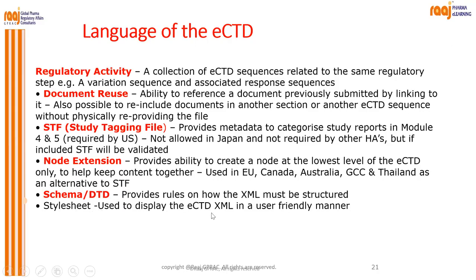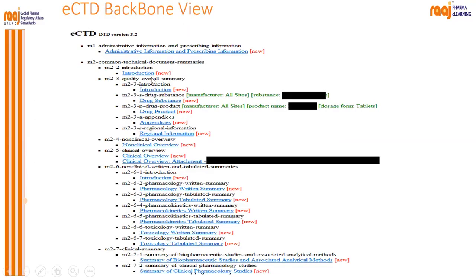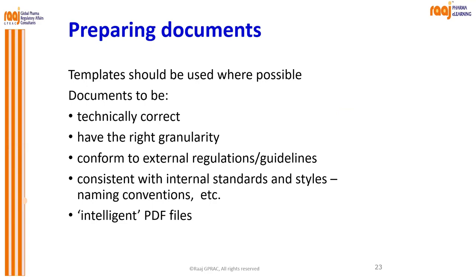Then schema DTD provides rules on how the XML must be structured. A style sheet is used to display the eCTD XML in a user-friendly manner. So this is how the XML backbone looks like, and we are really going to see this today. So before the start of eCTD, as I said last week, we have to prepare all the templates and you have to check that all the information going in each document is technically correct. Then you should have the right granularity, then conform to external regulations and guidelines. So to whom you are going to submit your application, you have to stick to those particular country specific regulations and guidelines and prepare your dossier accordingly. Then it should be consistent with internal standards and styles, naming convention.